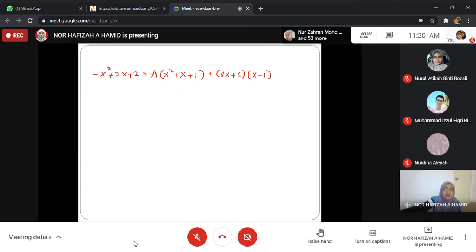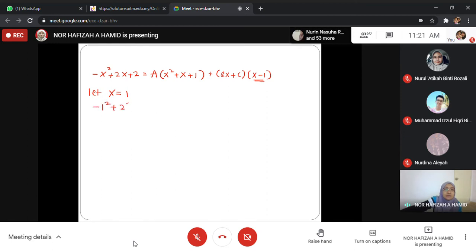Okay, so for example, I choose method substitute values. So saya assume x is equal to 1, based on this one. Okay, so x minus 1 equal to 0. So x tu saya ambil equal to 1. Okay, so saya substitute semua dengan 1.